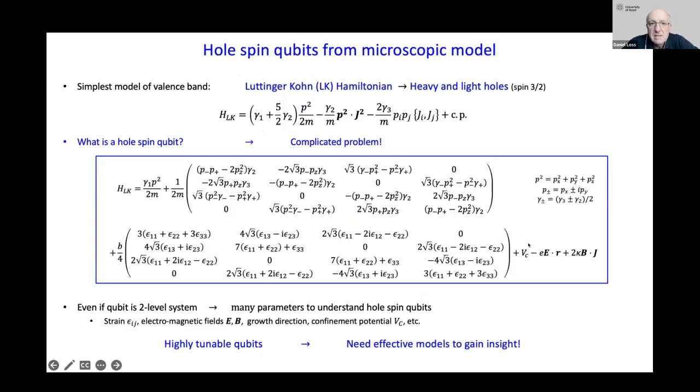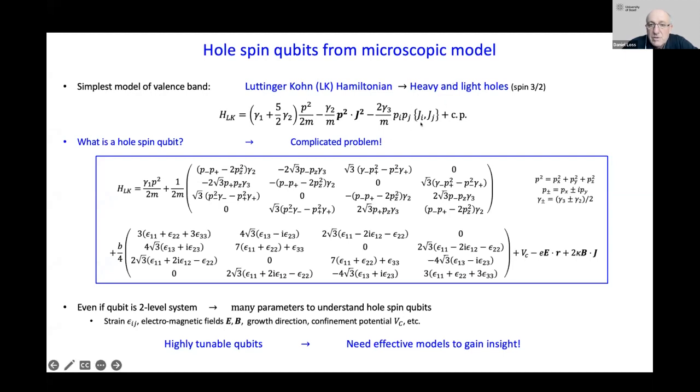I will not go into the details of hole physics, because it's rather complicated, and I just want to illustrate this here by the complexity of the Hamiltonian. So the simplest model Hamiltonian for the valence band is the Luttinger-Kohn Hamiltonian. It's already very old, from the 50s, but still applies very well to these systems, and is written down here. So it has a kinetic part, and then it has a coupling between the momentum of the holes and the total angular momentum operator, which consists of the spin angular momentum and the orbital angular momentum, which is picked up by the Bloch wave function.